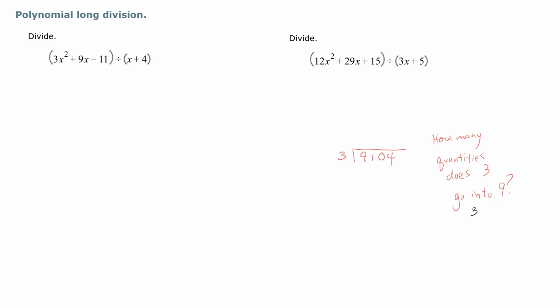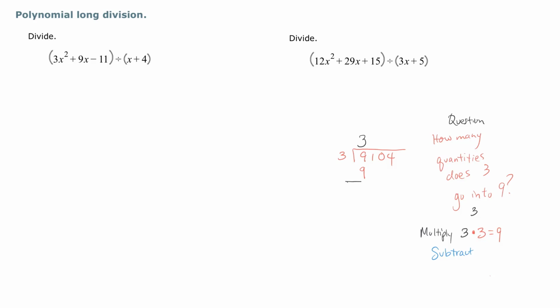And then what do you do with this 3? Then you go 3 times the red 3 will get you 9. And then where do you put this 9? We put this 9 right here. And the next step is subtract. So, first thing you do is ask the question. Then you multiply. Then once you multiply, you subtract, right? You actually subtract.